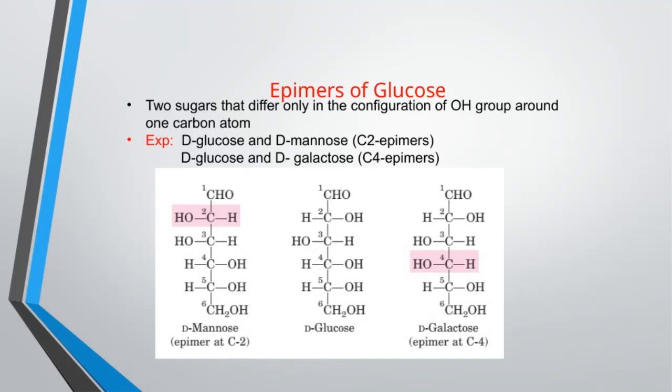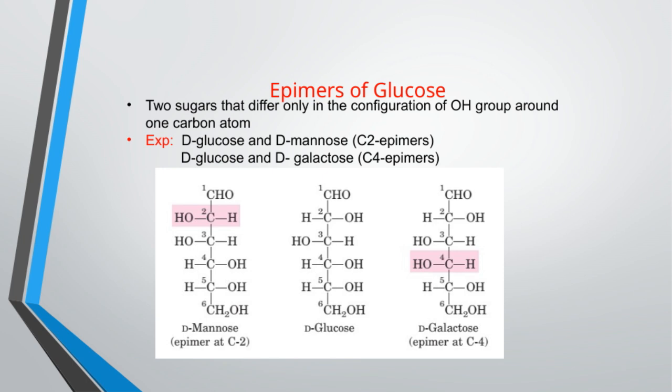Today, we're focusing on 2 sugars that are actually very similar, but differ only in the configuration of the hydroxyl group around a specific carbon atom. This subtle difference has a big impact on their properties and functions. For example, D-glucose and D-mannose are considered C2 epimers because they differ at the 2nd carbon. Similarly, D-glucose and D-galactose are C4 epimers, meaning they differ at the 4th carbon.